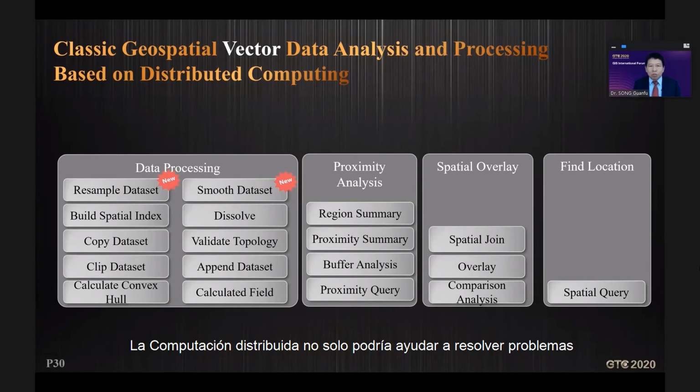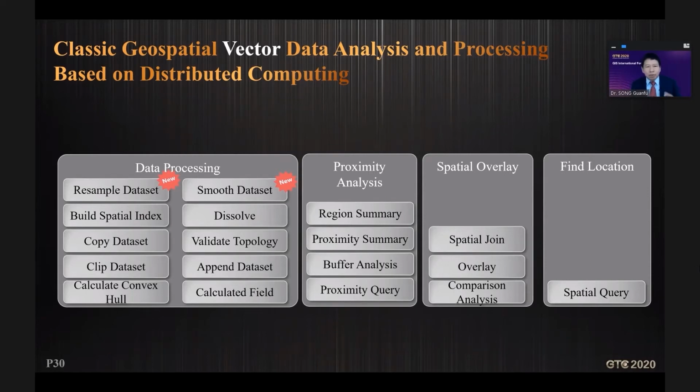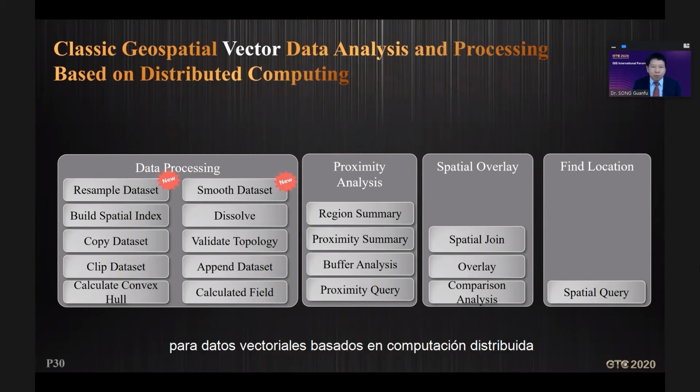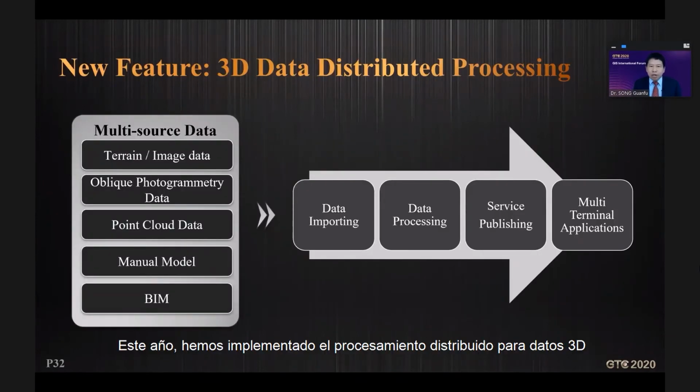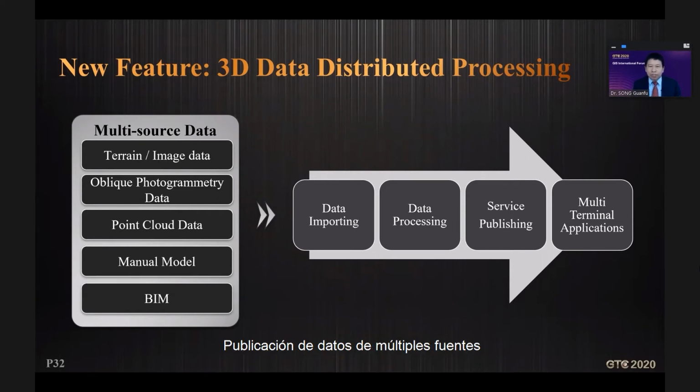Distributed computing could not only help solve problems from geospatial big data and GeoAI, but also improve the performance of classic geospatial data analysis. These are analysis algorithms for vector data based on distributed computing. These are some analysis algorithms for raster data. This year, we have implemented distributed processing for 3D data, including the inputting, processing, and service publishing of multi-source data. This improves the performance of the 3D system.